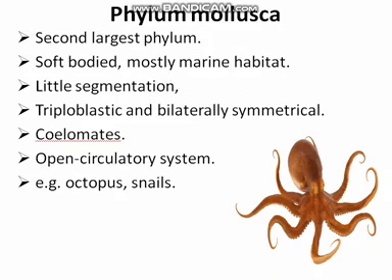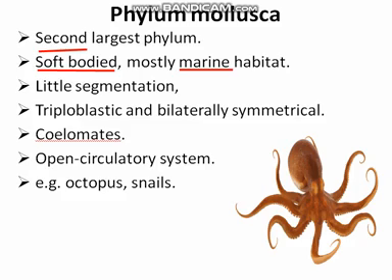Now let's talk about phylum Mollusca. It's the second largest group. That means first is phylum Arthropoda and second is phylum Mollusca. It has the second largest number of species in kingdom Animalia. The characteristic features are that their body is very soft, and they are mostly marine organisms. That means they are present mostly in marine habitats.